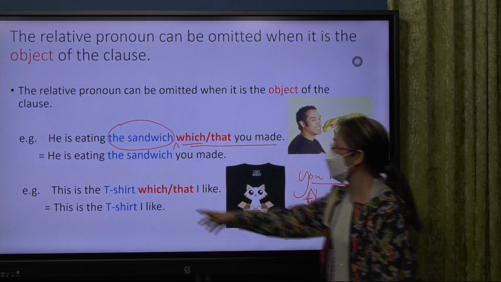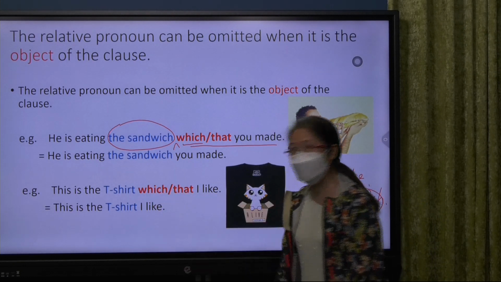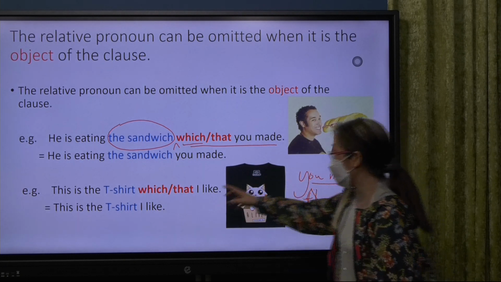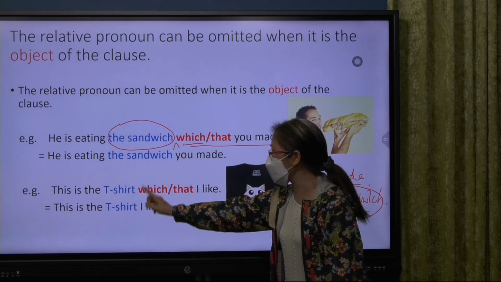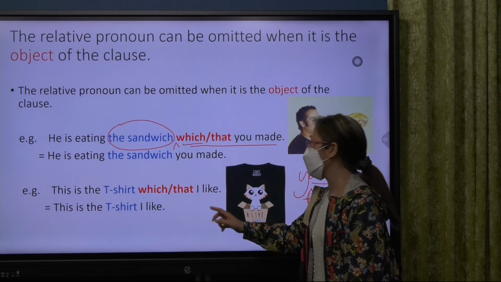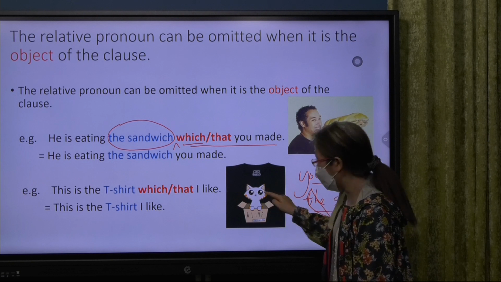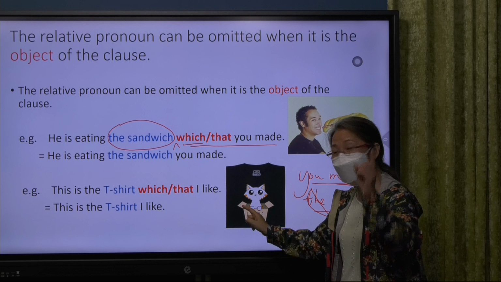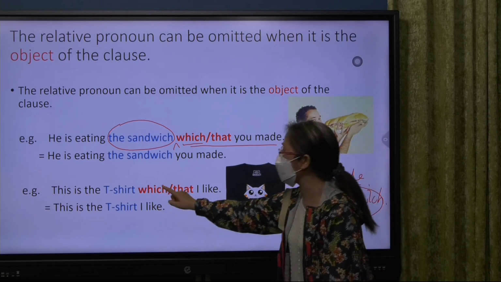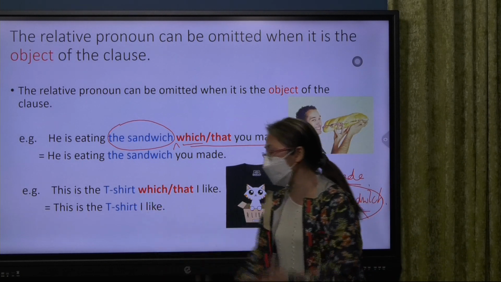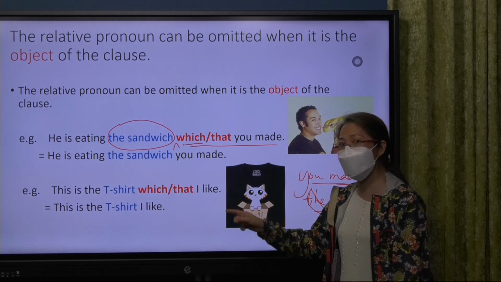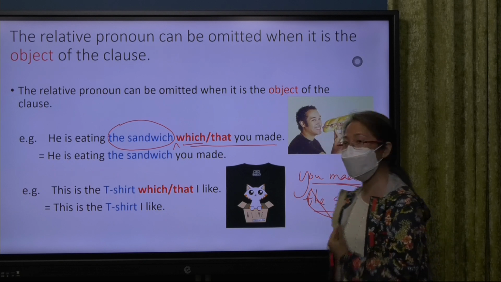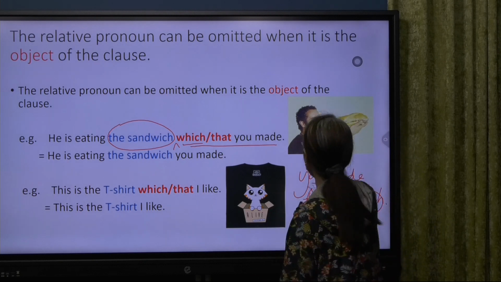Okay, the same case. This is the T-shirt, right? Which T-shirt? I like the T-shirt. So this one, this is the T-shirt which I like. I like the T-shirt. So T-shirt 喺呢度後邊嗰個其實原來係 object 嚟嘅喎。Then in this case, no need to use which or that. You just have to say, this is the T-shirt I like. Okay, we use it in everyday life very often.